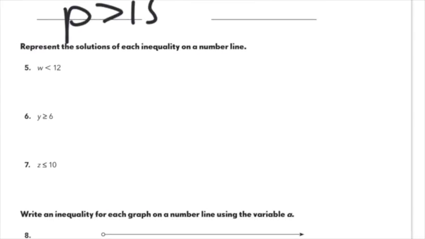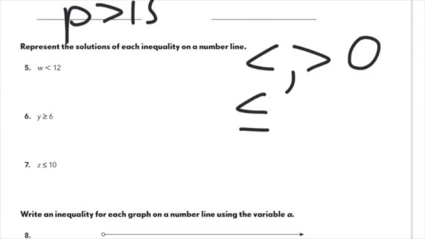Okay, so let's look at this. If it's less than or greater than, you will have an open circle. If it's less than or equal to and greater than or equal to, you will have a closed or filled in circle. So that you need to remember.